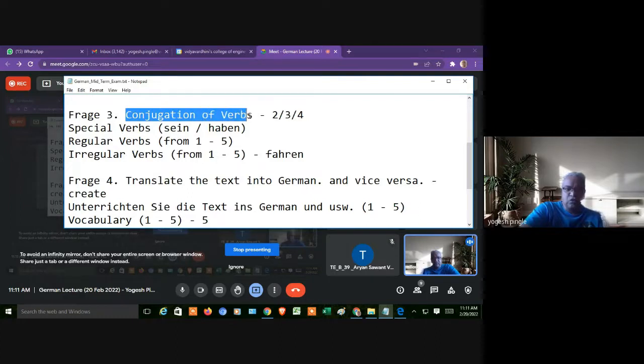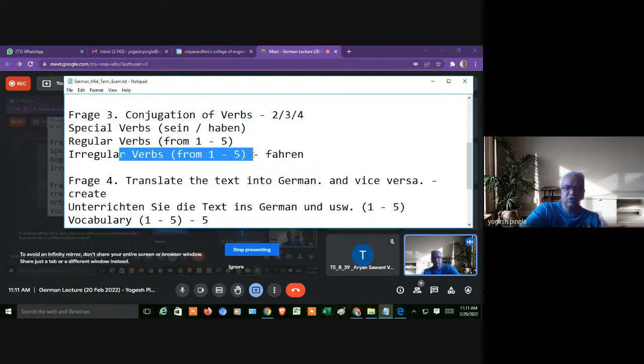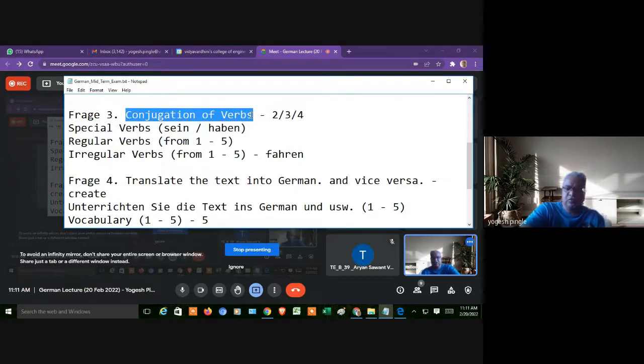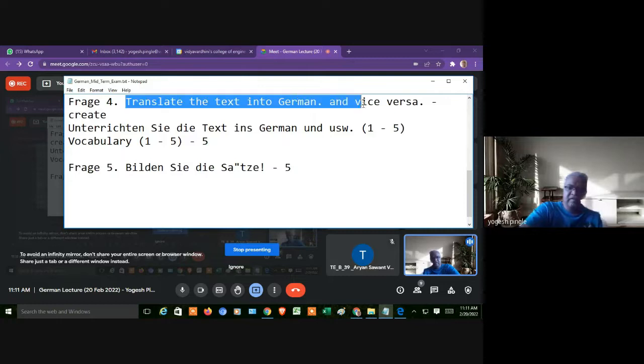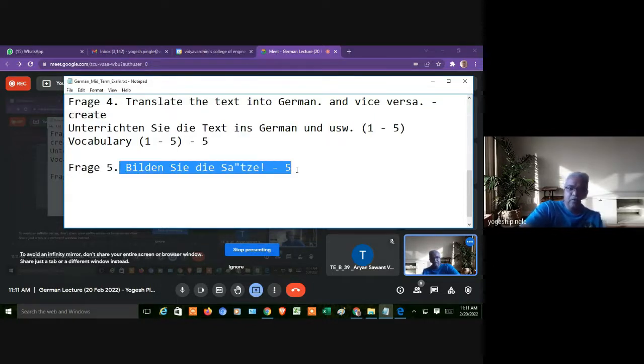Frage drei is conjugation of the verbs. Here we have seen special verbs, regular verbs, irregular verbs, like fahren. Fahren is an irregular verb. So the conjugation is very important, not fill in the blanks. Conjugation of the verb: er, sie, es, wir, ihr, and you are going to conjugate. Then the fourth one is translate into German and vice versa, which means German into English. And then Frage 5 is Bilden die Sätze.